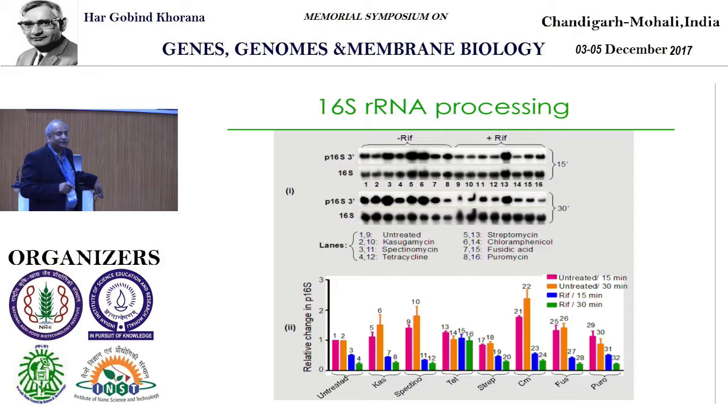Now, tetracycline is also known to bind to the ribosomal P site. So it seems to be competing with the initiator tRNA. This then suggests that the initiator tRNA is doing a job that is more in ribosome biogenesis than in protein synthesis. Had that been protein synthesis, we would not have seen this processing happening, especially in the presence of rifampicin and the antibiotics that inhibit protein synthesis.